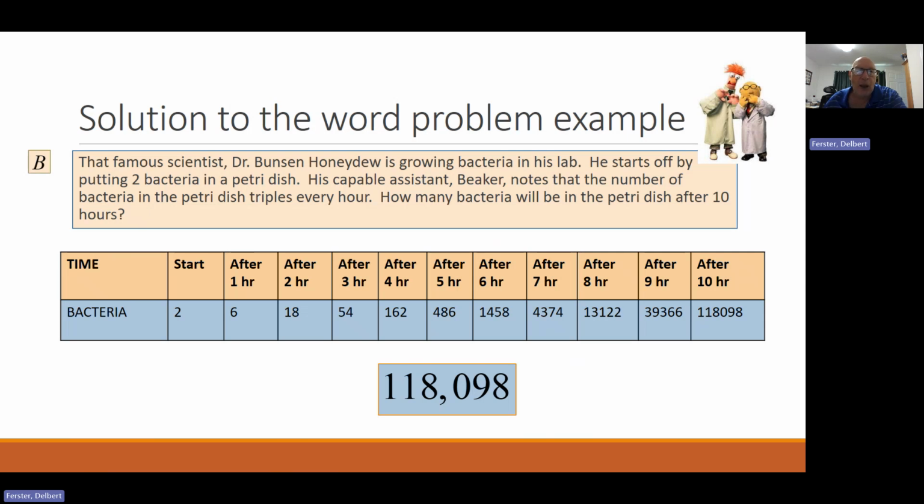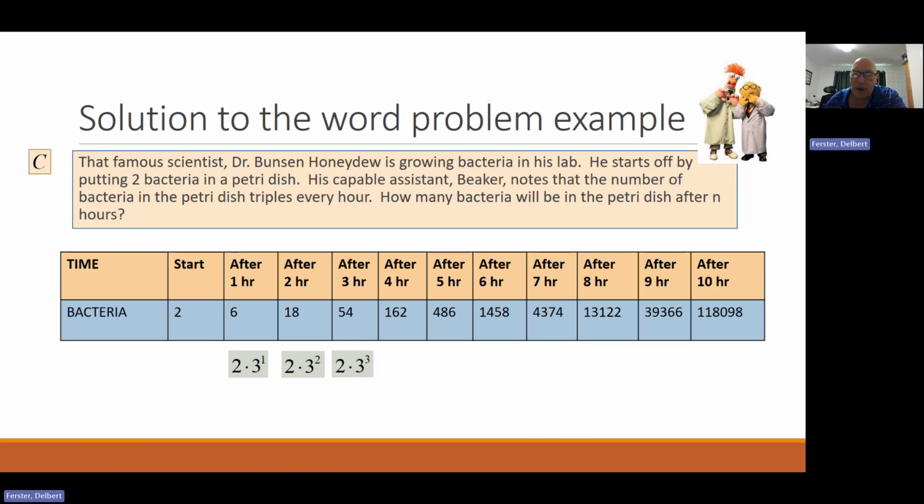That's pretty cool. Last but not least says, all right, take away the fixed numbers and put an n in there. And this is harder, I think, for a lot of folks. I realized that after 1 hour, it was just 2 times 3 to the first. After 2 hours, it was 2 times 3 squared. 3 squared actually was 9, and 2 times 9 was the 18. So if you're really locked into a pattern, you see that in every case, that exponent matches the number of hours that have passed since you and I put 2 bacteria into the petri dish.